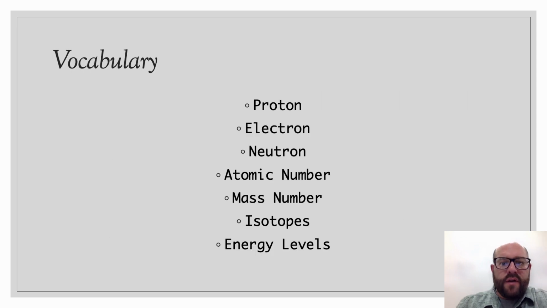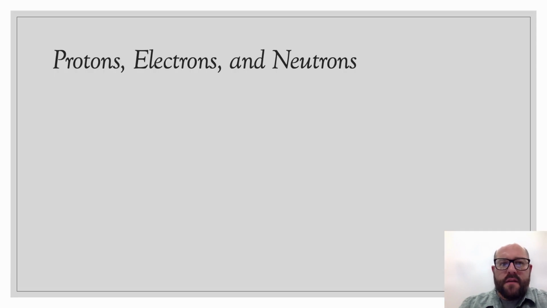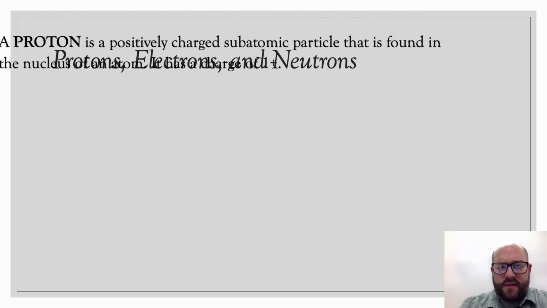The vocabulary you're going to need for today's lesson will be proton, electron, neutron, atomic number, mass number, isotopes, and energy levels. The properties of subatomic particles. Subatomic particles include protons, electrons, and neutrons. Let's talk about protons, electrons, and neutrons.